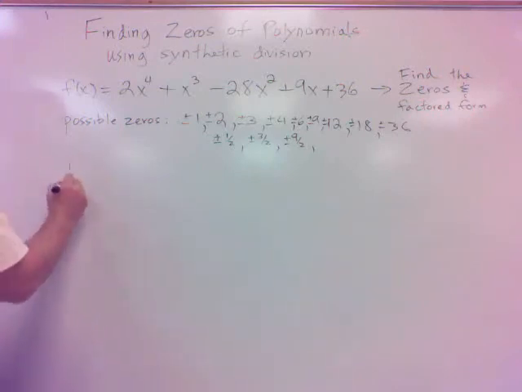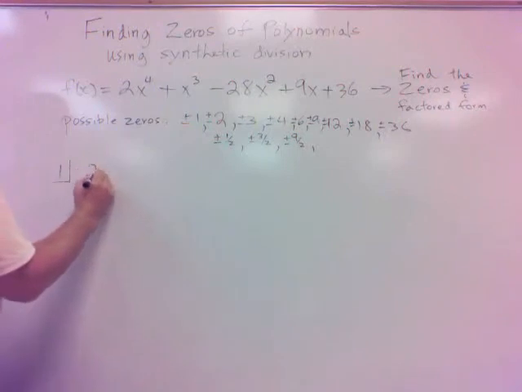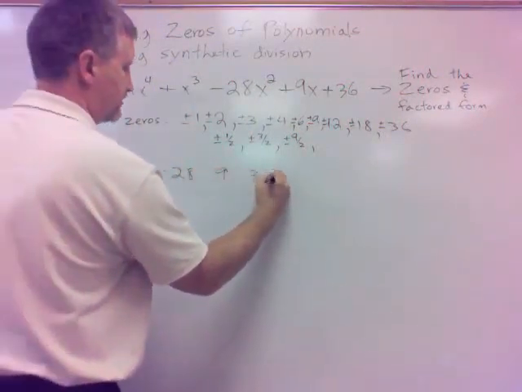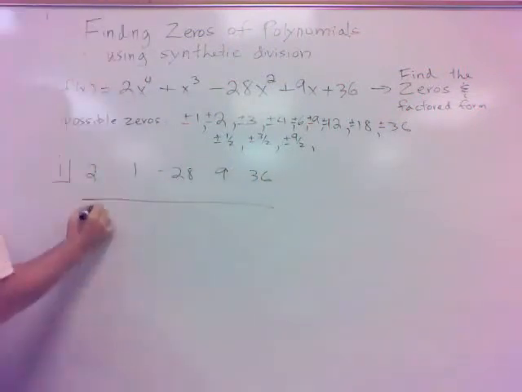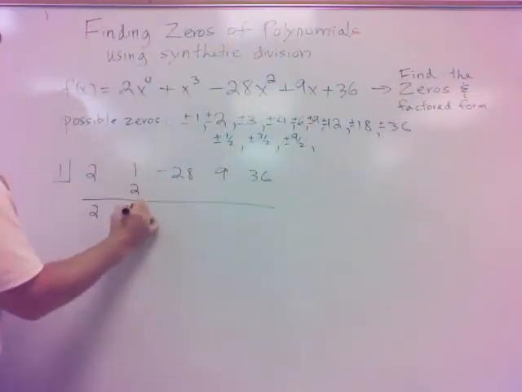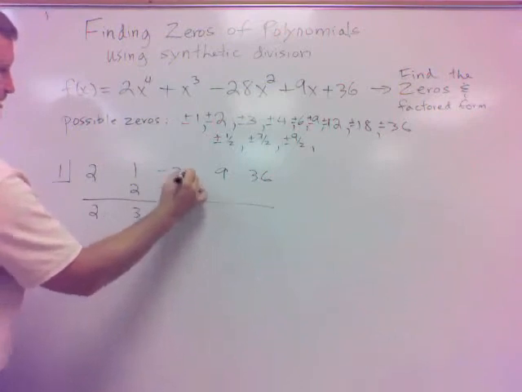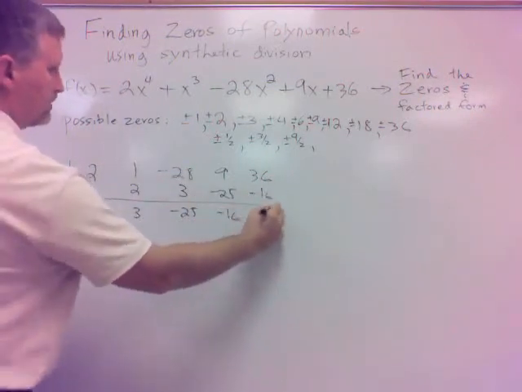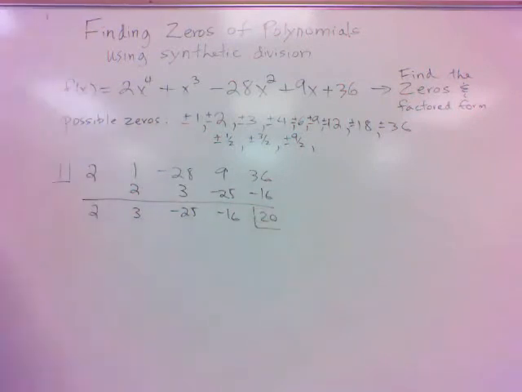Let's start with 1. So if I start with 1 here, I've got 2, 1, minus 28, 9, and 36. All right, so that's 2. 2 times 1 is 2. 1 plus 2 is 3. 3 times 1 is 3. Negative 25. Uh-oh. Is 1 a zero? No, because I didn't wind up with a 0 remainder. So they won't always work out nicely with your first choice. So we go to 2.